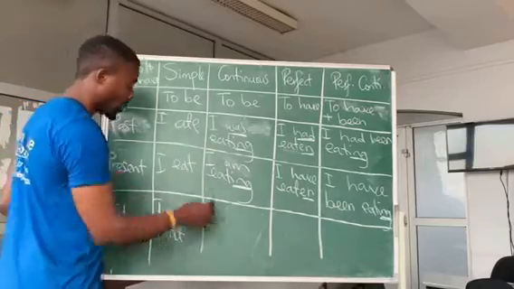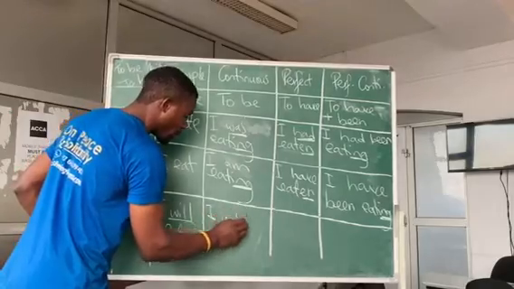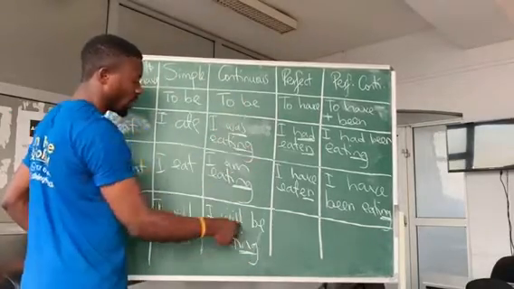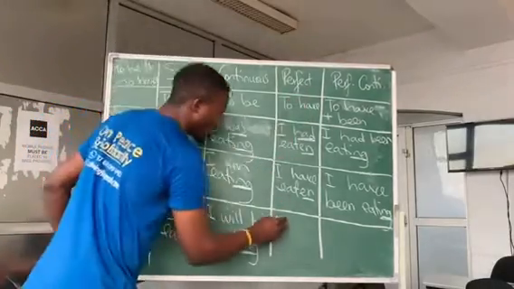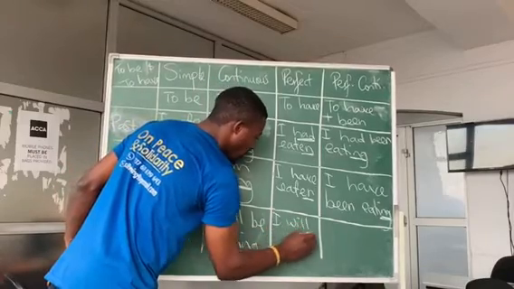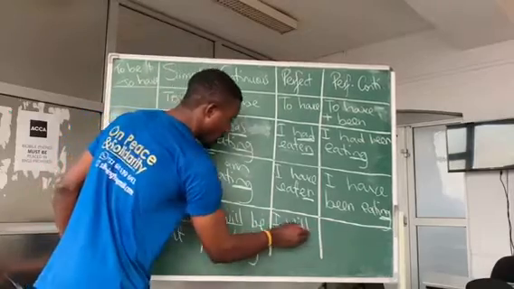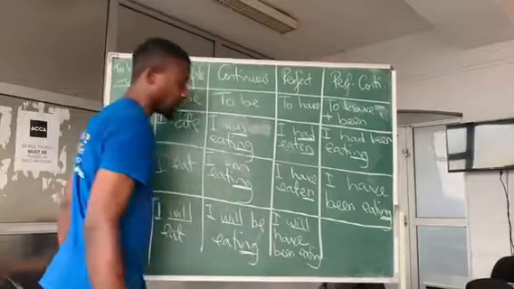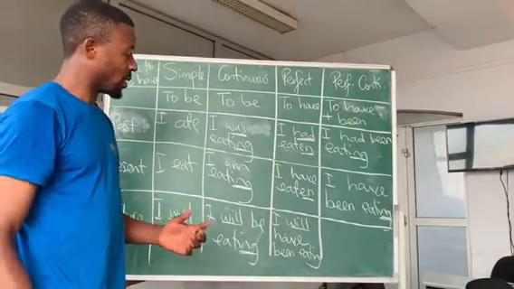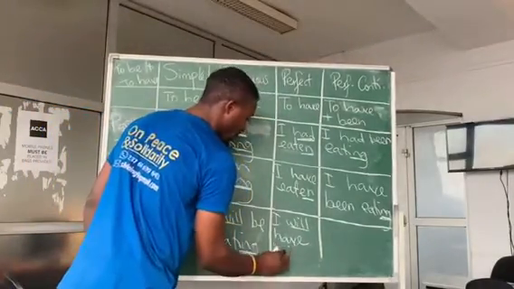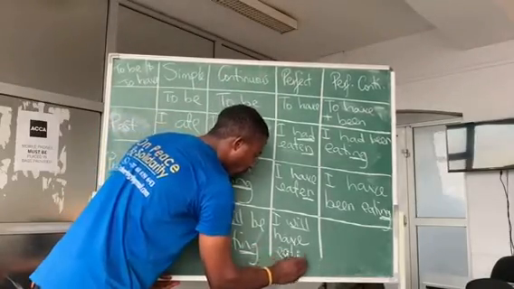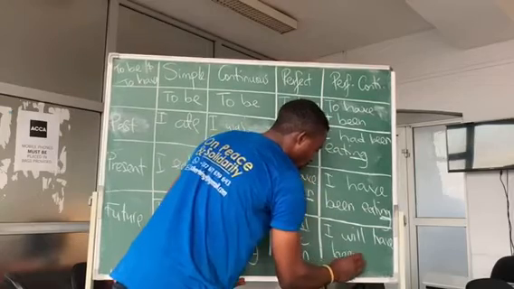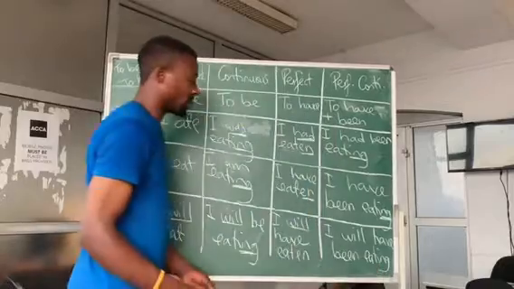So I will eat. Future continuous: I will be eating, right? Be, verb to be. Next, future perfect: I will have eaten. Et ici, I will have been eating.